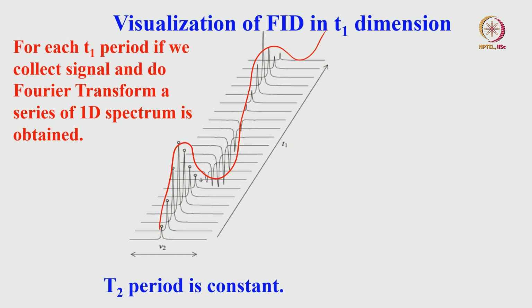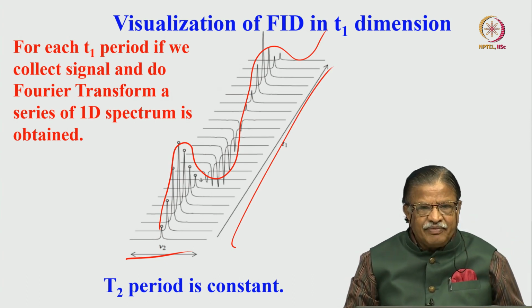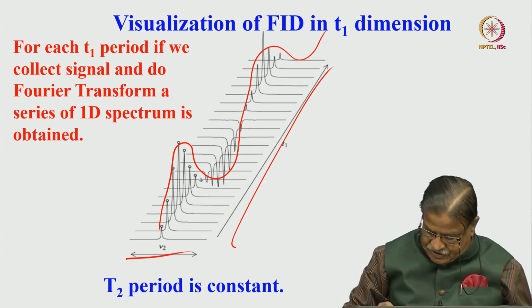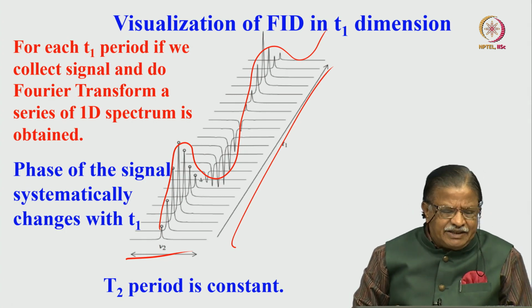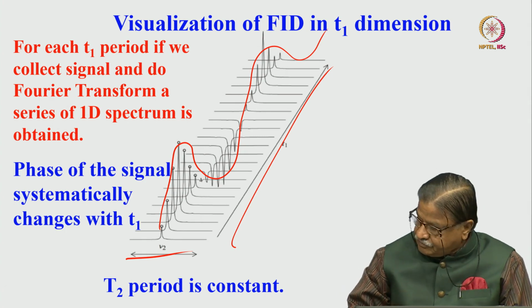Okay? And this period is always constant. Here it is another time domain. As if you are collecting the signal and doing a Fourier transformation for a series of 1D spectra, you see it is an oscillatory function. And the phase of the signal is systematically changing with T1. That is what is happening here. Alright, we will go further.